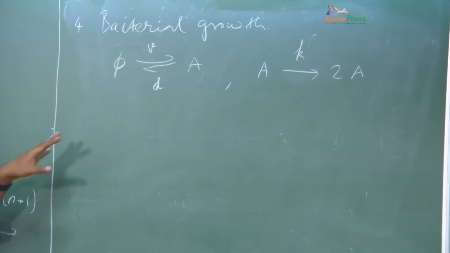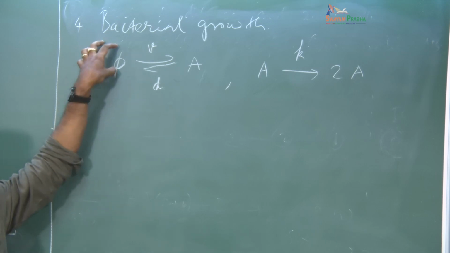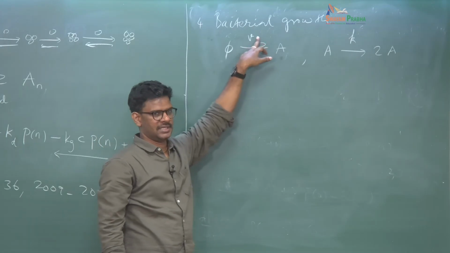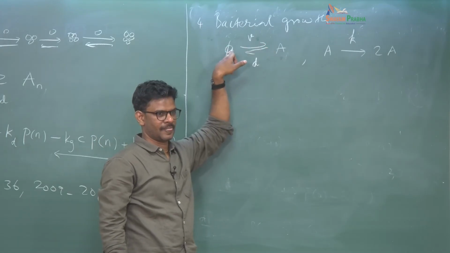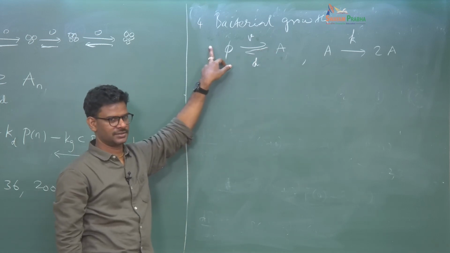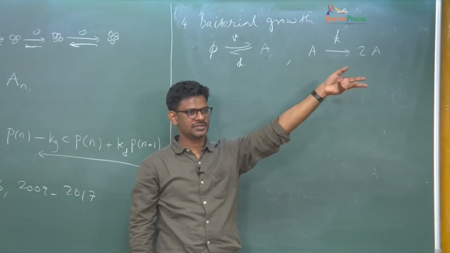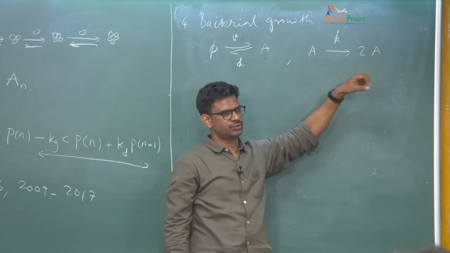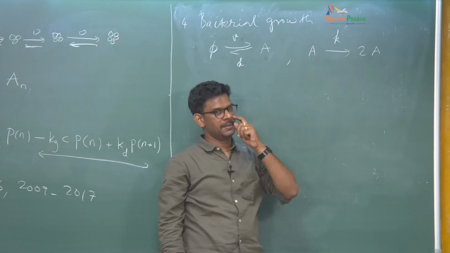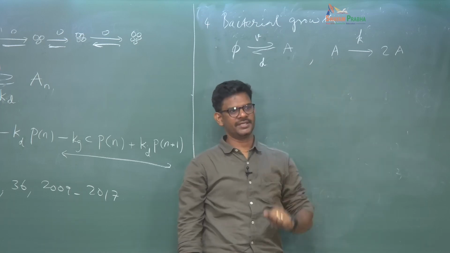This is a very simplified model for bacterial growth. You have a source, and this source term produces bacteria A at a certain rate V, and this bacteria can also die, and that is the backward rate. In parallel, once you have a bacteria, it can also divide into more species. So here each bacteria can give rise to 2 bacteria at a certain rate K. Set up the chemical master equation for this scheme of reactions, and they will check your answers.